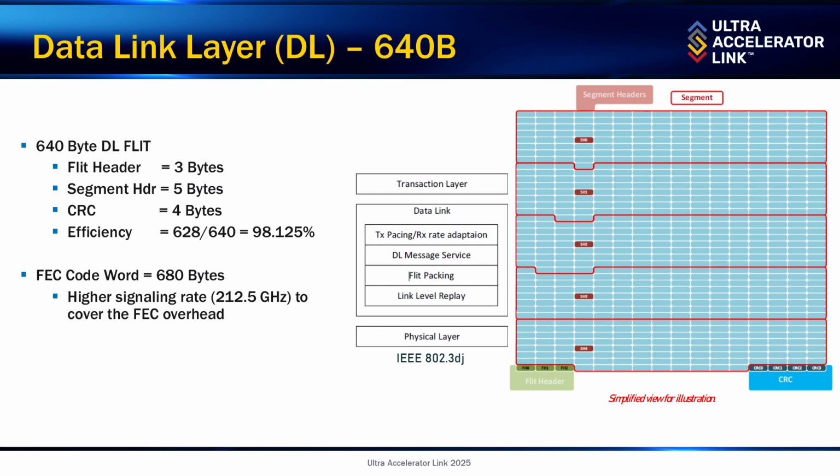Inside the data link, we've got the TX packing, that pouring of the TL flits in like water, and rate adaption. We've got valid backoffs. We've got a messaging service between the DL layers to allow them to trade control messages between each other to manage the link ups and downs, rates, things of that nature. That's part of what the segment header does. And then, of course, we do the flit packing and the link level retry. Again, 802.3dj physicals.